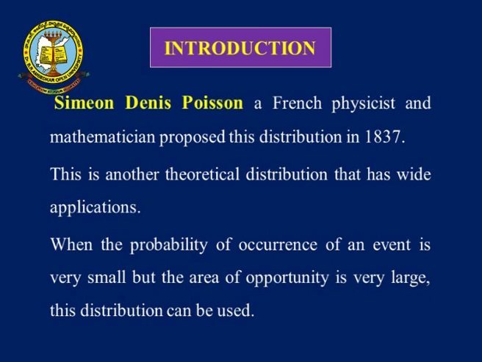This is another theoretical distribution that has wide applications. When the probability of occurrence of an event is very small, but the area of opportunity is very large, this distribution can be used. When the event is very small but the area of opportunity is very large, in that case this Poisson distribution can be used.